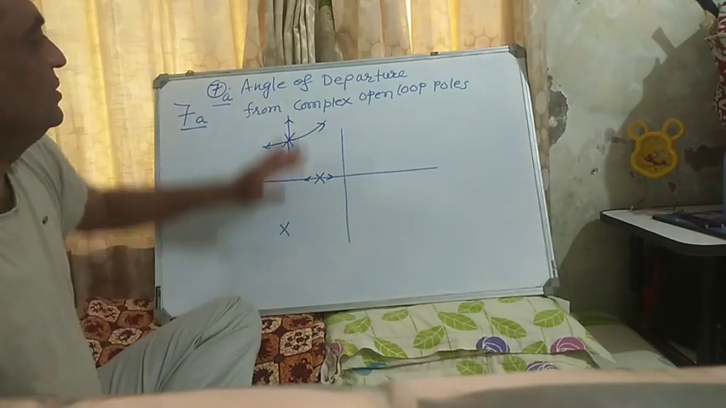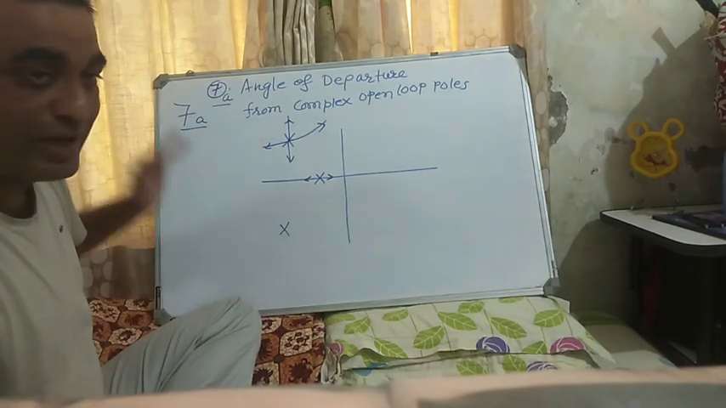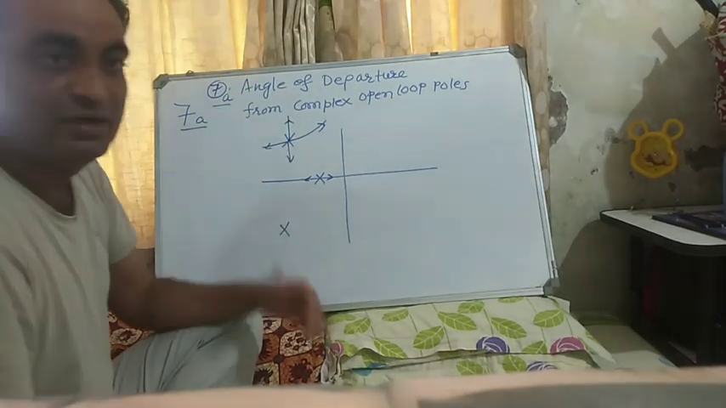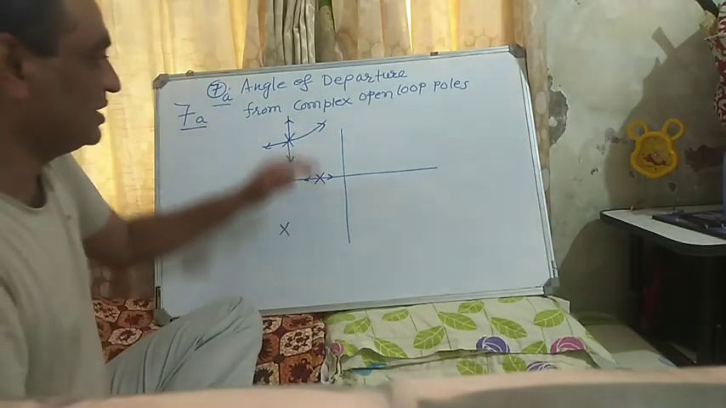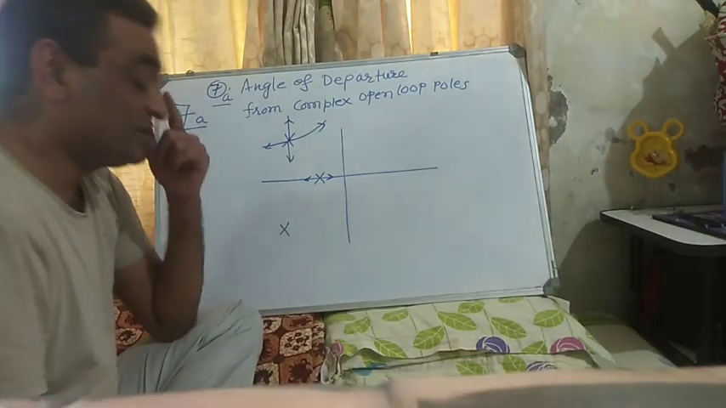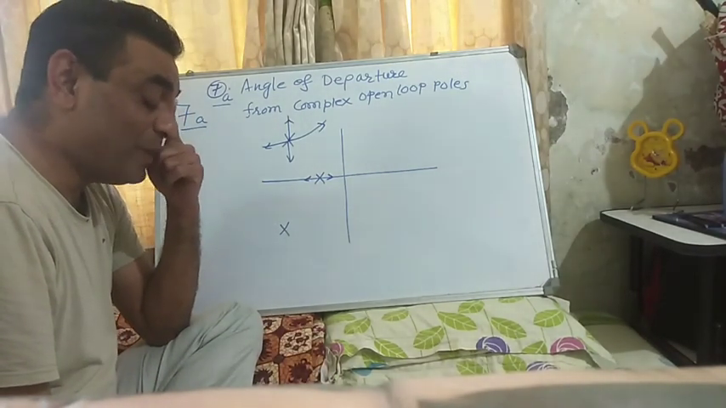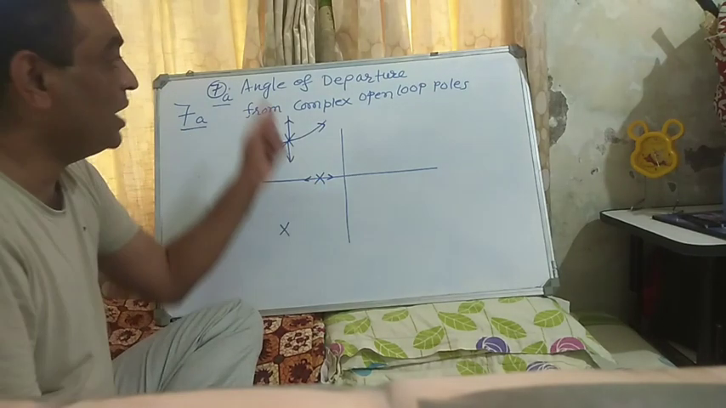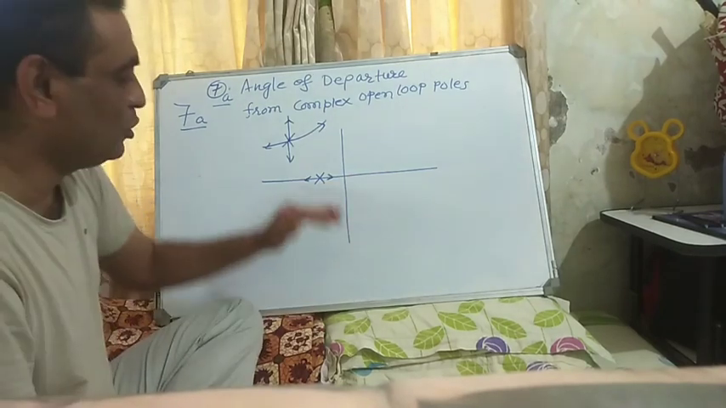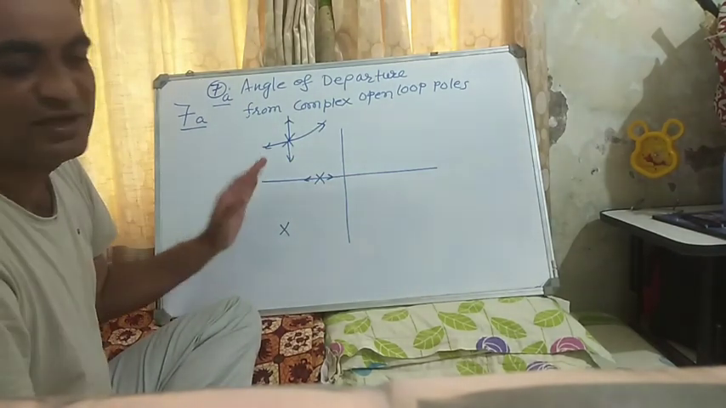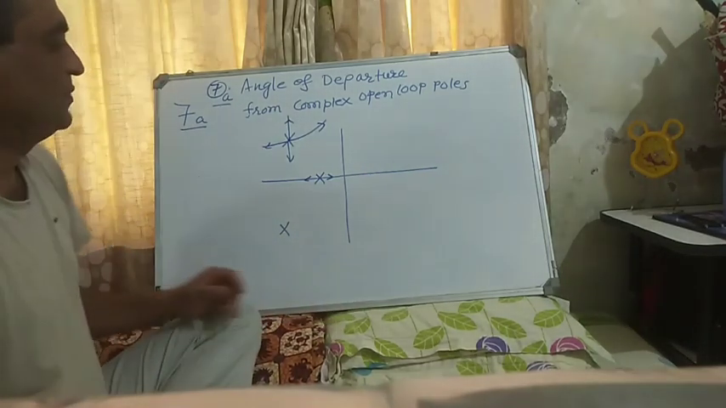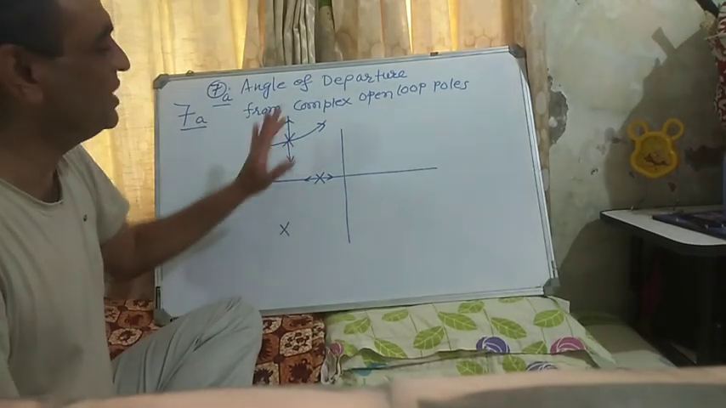So to calculate the angle of departure for complex open loop poles, let us understand via one example. Once again, I want to make it clear that the angle of departure is for complex poles. It is not for the real poles, because for real poles the angle of departure is either 0 degree or 180 degree, unless there are multiple poles, in which case there are some situations.